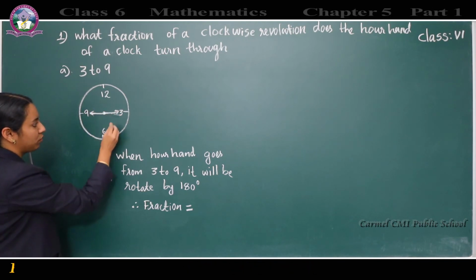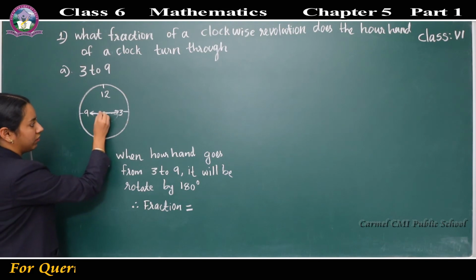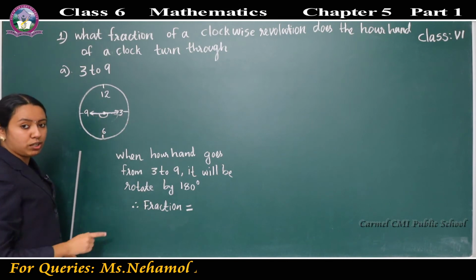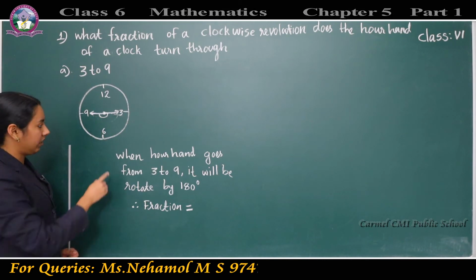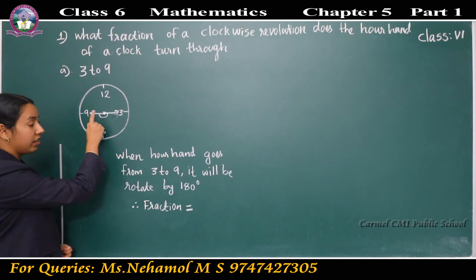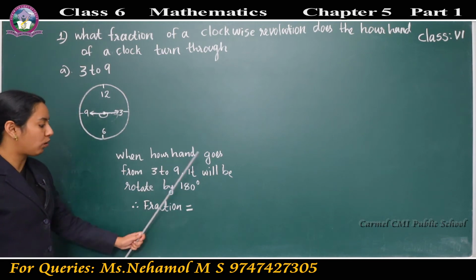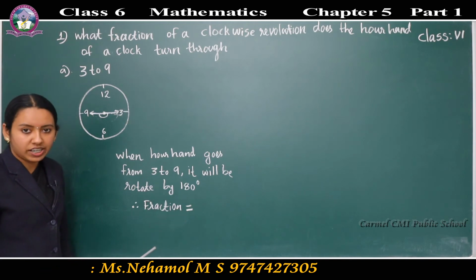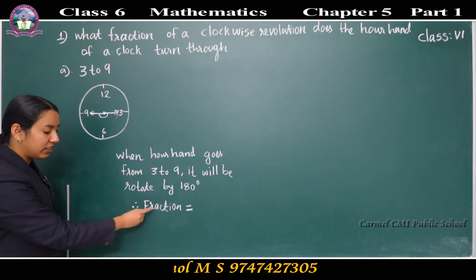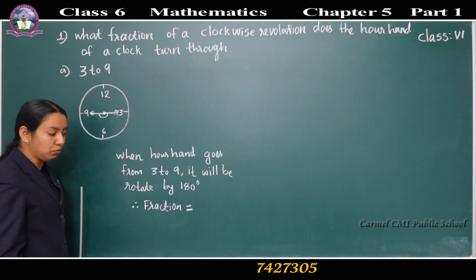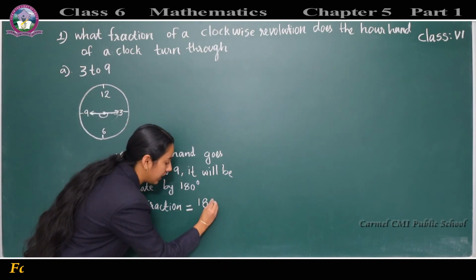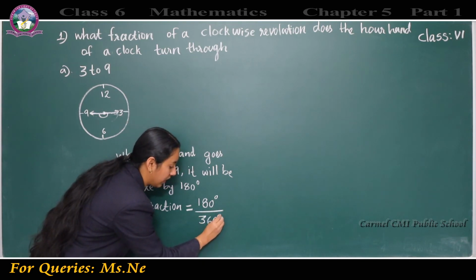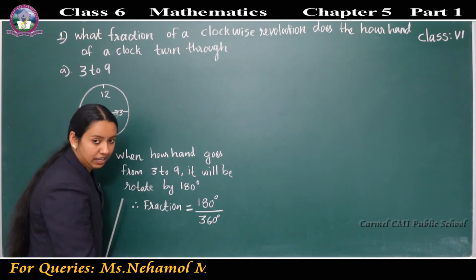What is the angle formed? From 3 to 9, the angle formed will be a straight angle, which is equal to 180 degrees. When our hand goes from 3 to 9, it will rotate by 180 degrees. So to get the fraction, the fraction is equal to 180 degrees divided by 360 degrees, the total angle, the complete angle.